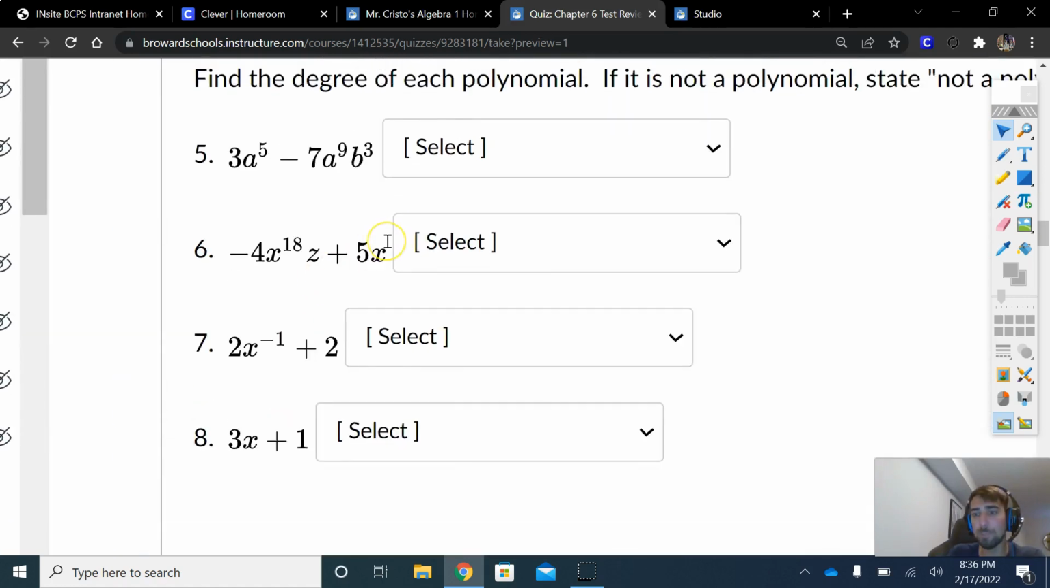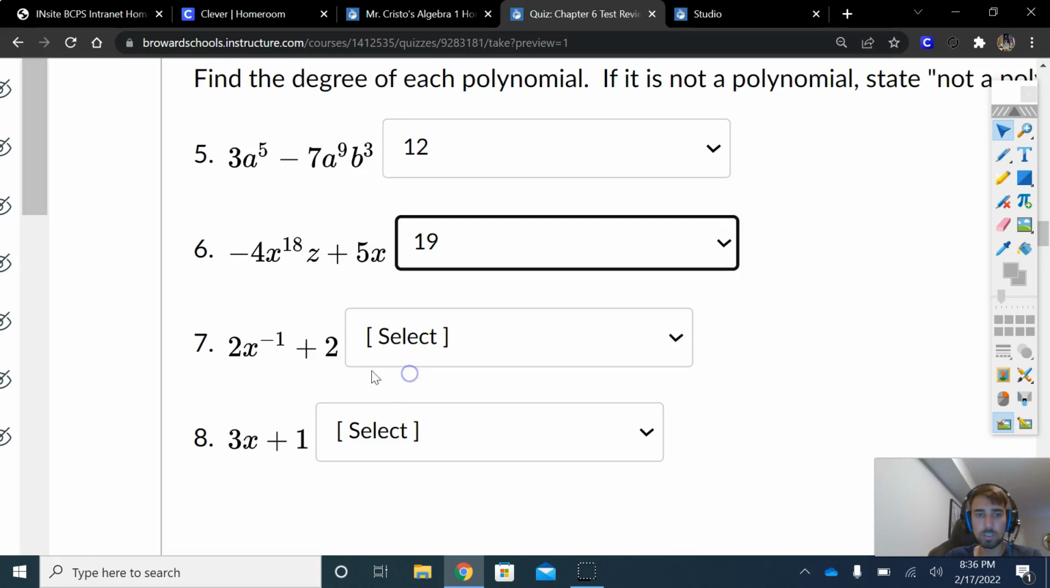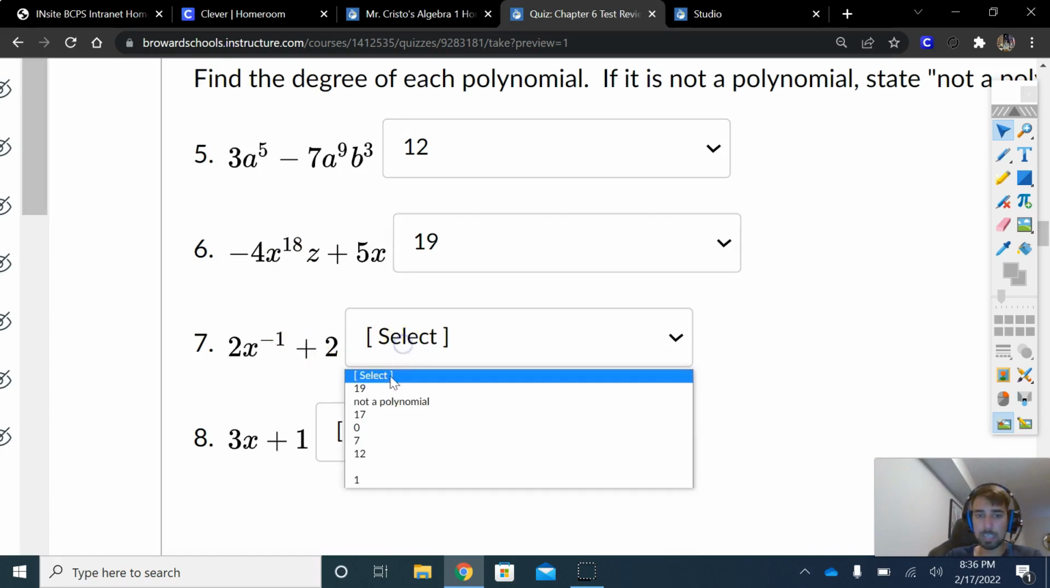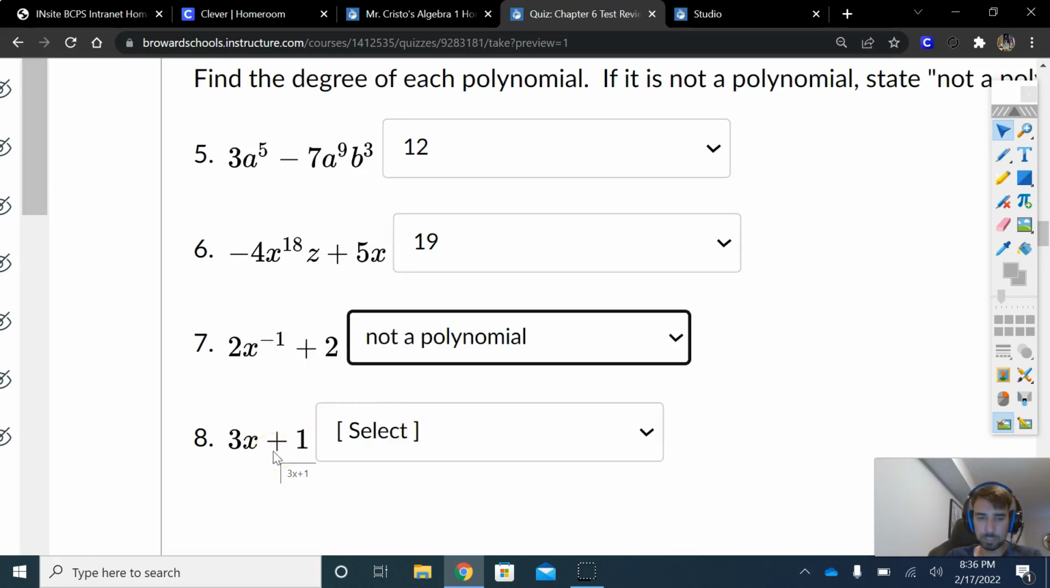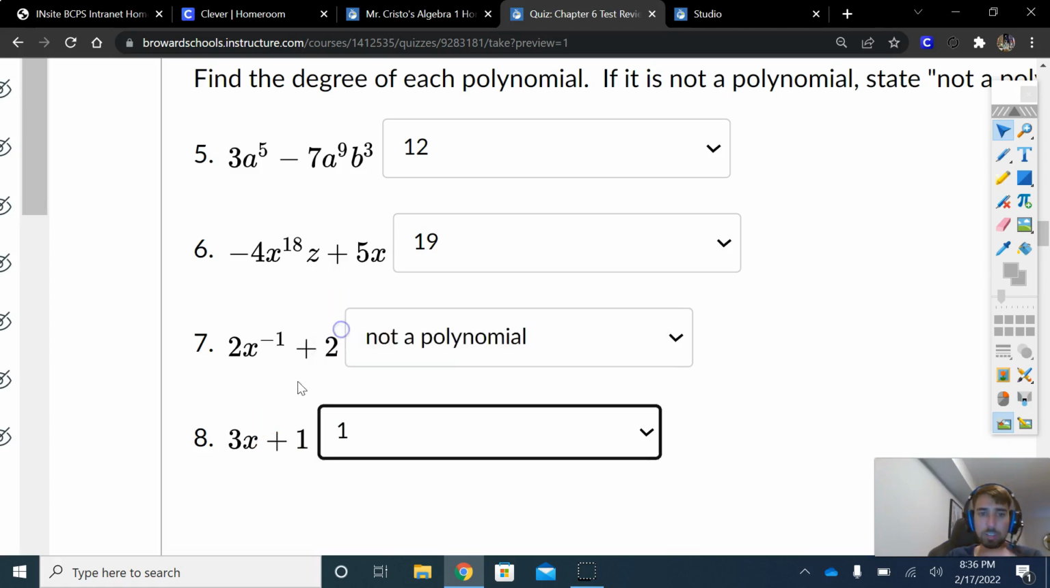Simple. Now you've got to find the degree of each polynomial, which means finding the degree of each monomial. This degree right here is 5, and this degree right here is 12. The highest degree is going to be the 12, so that identifies the entire polynomial. This one is going to be 19 because 18 plus a 1 right here. This is not a polynomial because that's a negative exponent. This one is a binomial, and it's a linear binomial because it has a 1 degree.